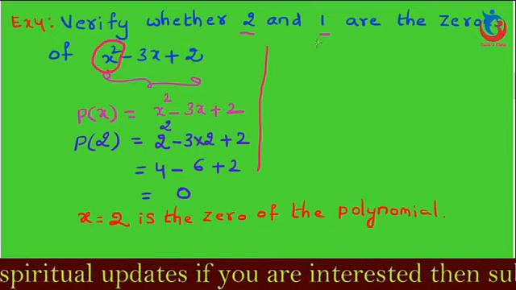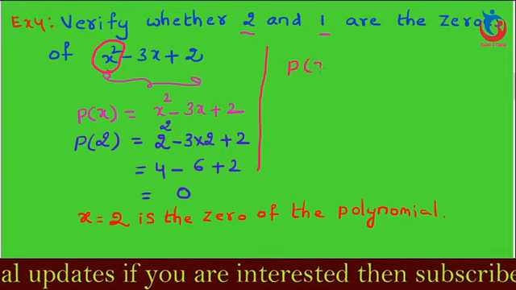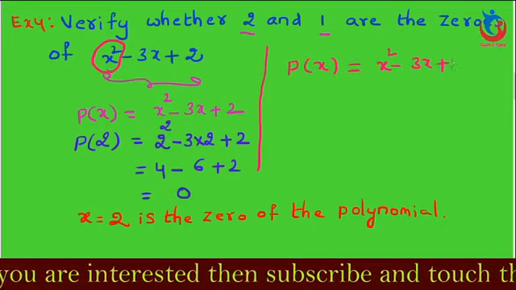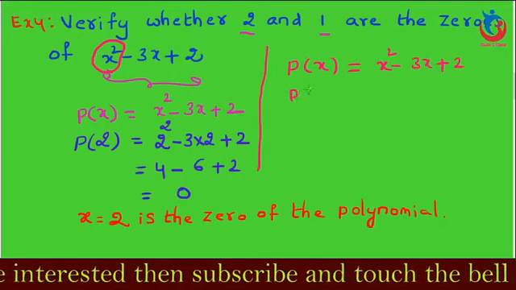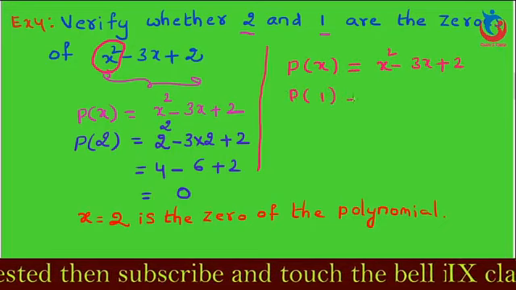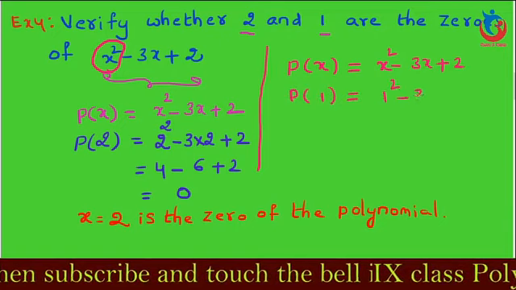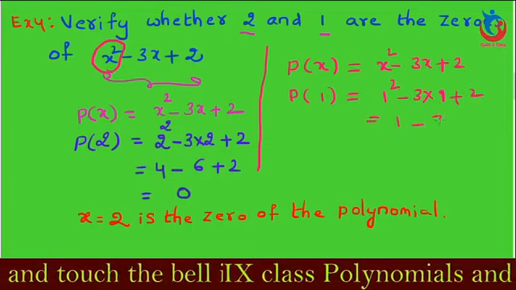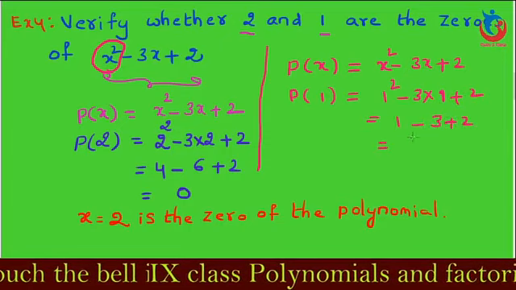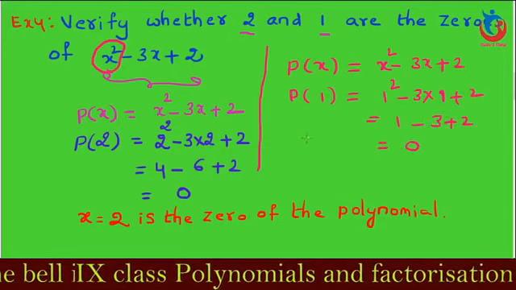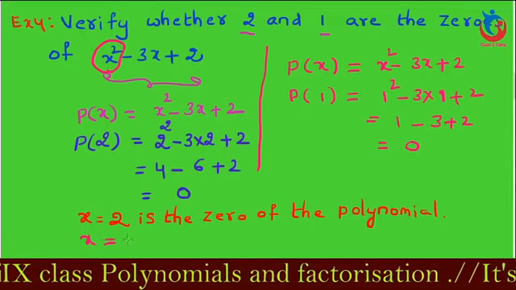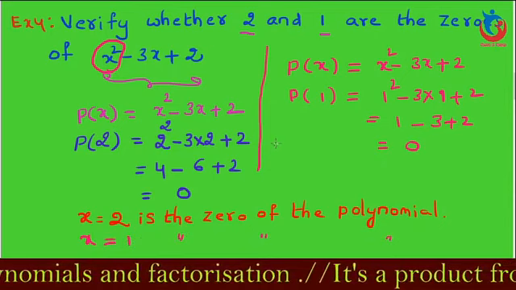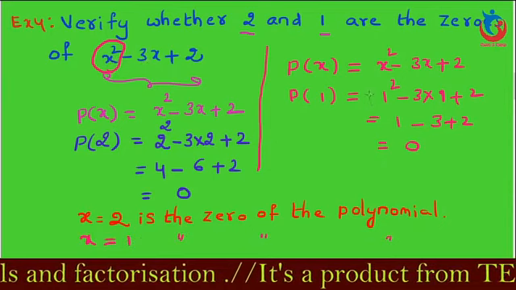So again we have to substitute 1. P of x is equal to x square minus 3x plus 2. This is the question. In this, write P of 1 is equal to 1 square minus 3 into 1 plus 2. So 1 minus 3 plus 2, that is 0. Yes. So x is equal to 1 is a zero of the polynomial. Its degree is 2, that's why we got two zeros.